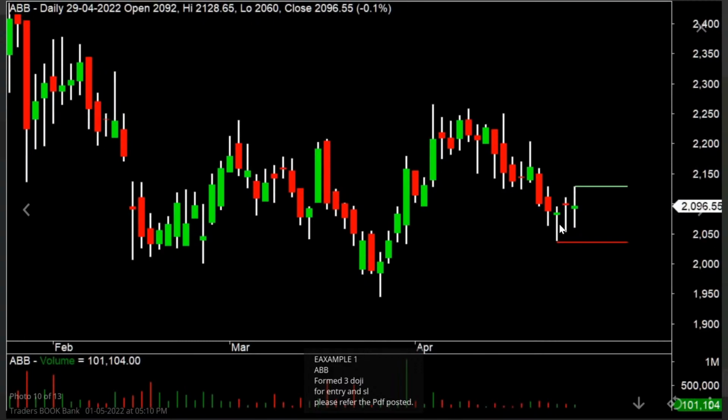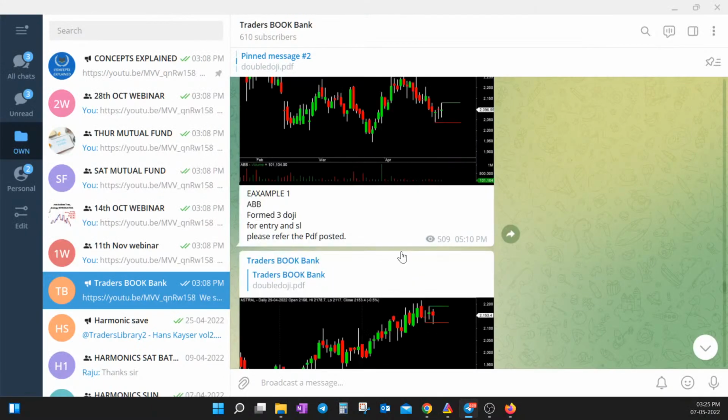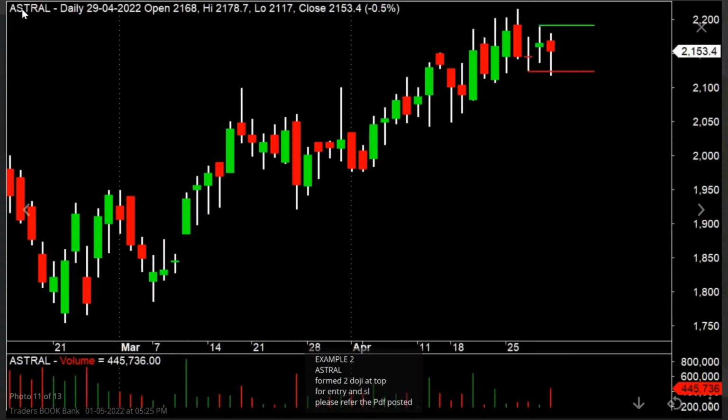but it must be a doji with a short difference between open and close, or a short body. So here we had three dojis. I had marked the green line as well as a red line. See, the high of the doji, the low of the doji. We need to consider the highest high of the dojis and the lowest low of the dojis. Okay, one more example was Astral.